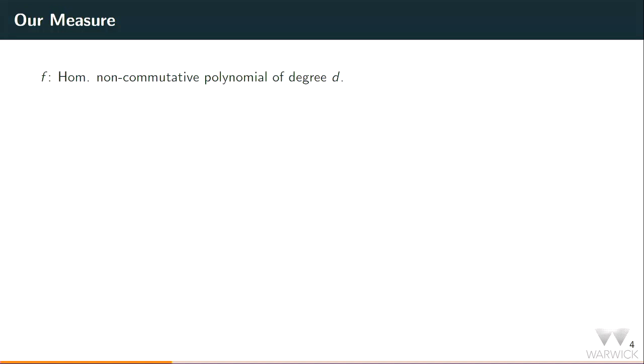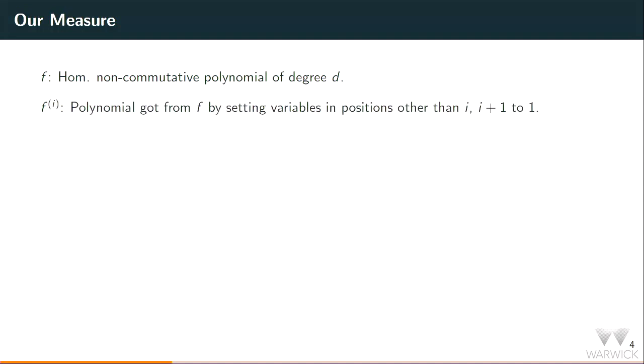Okay, so what is our measure? Suppose we are given a homogeneous non-commutative polynomial of degree d. What we do is, for every position i from 0 to d, we consider this polynomial f_i, which we get from f by setting variables in positions apart from i and i plus 1 to 1. Okay, so for every f and every position 0 through d, we will just keep the positions i and i plus 1 alive and set other things to 1.